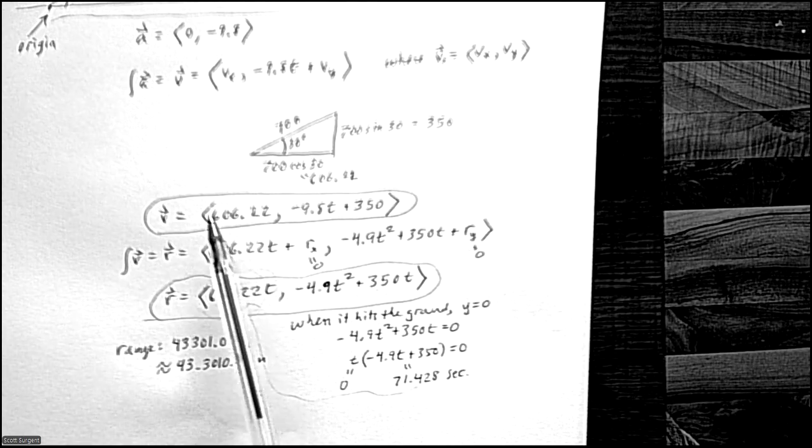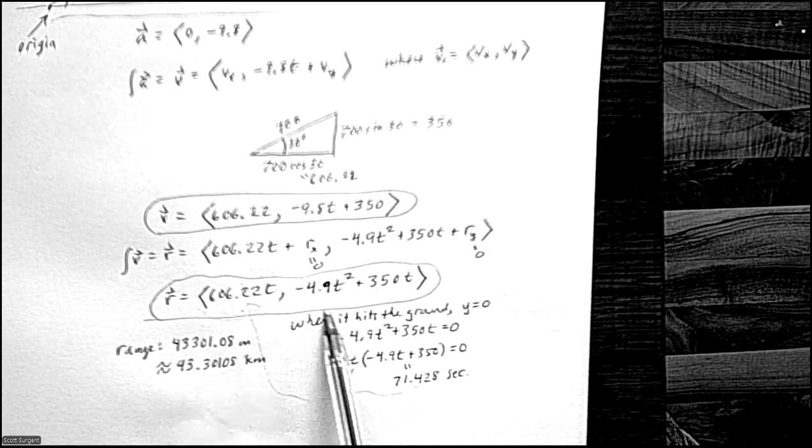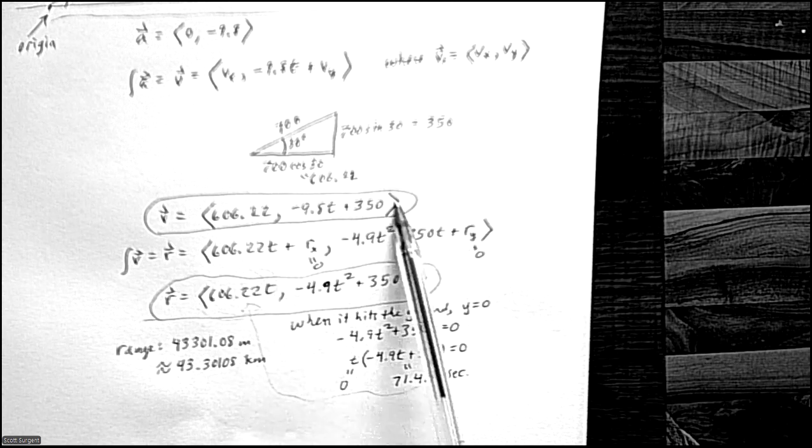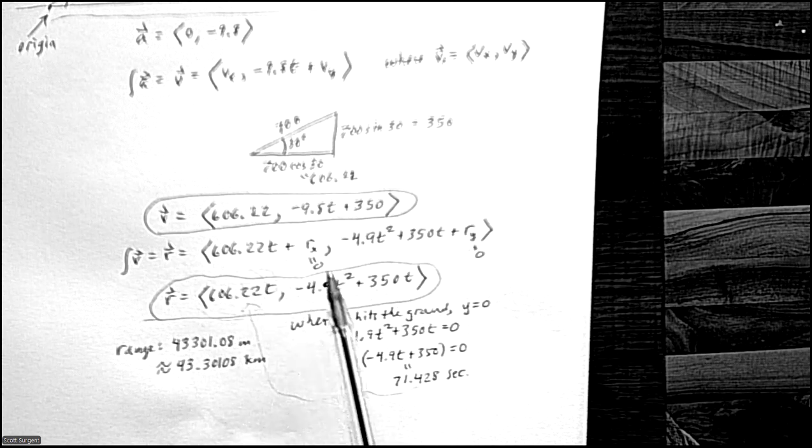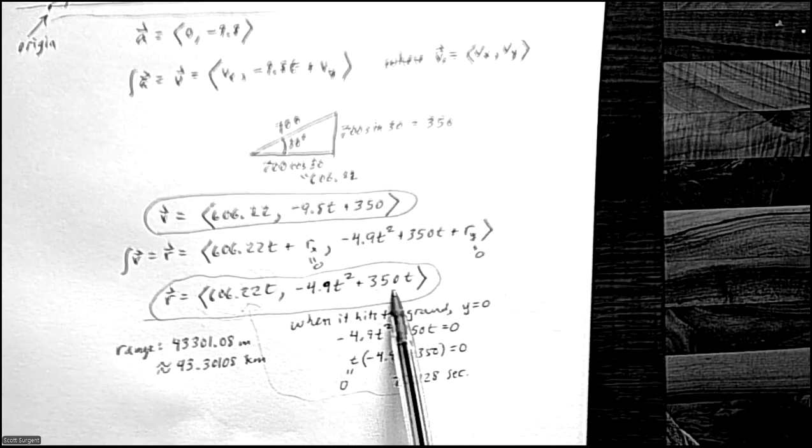So I've always recommended to set these guys up, and then this is where you kind of have to read into it. You have to somehow make an inference as to when it hits the ground, something here is relevant. In this case, it's this part here. That means the height of the object is 0. Okay.